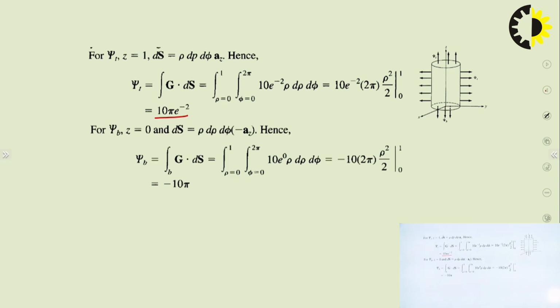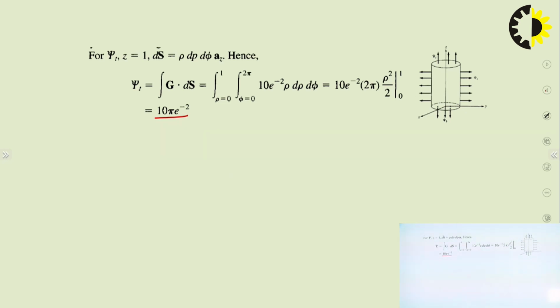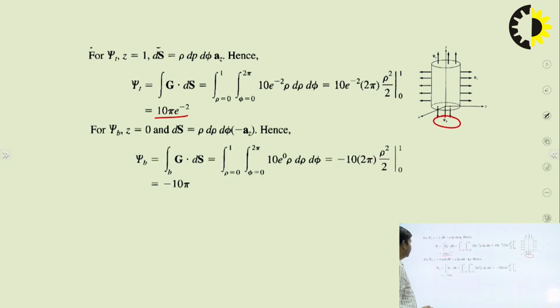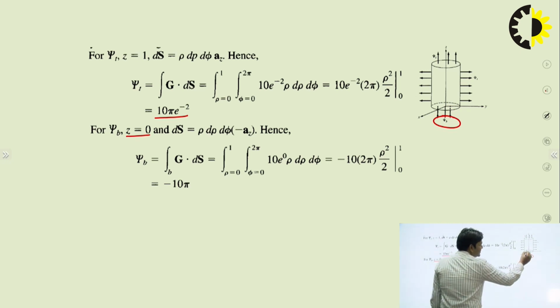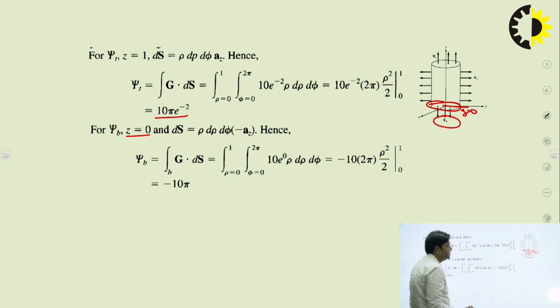Then we calculate the outward flux on the bottom side. The total outward flux on the bottom side we have to calculate by using the formula, where z is equal to 0, because in this case if we calculate the bottom flux, z is equal to 0. And what is the direction of this?